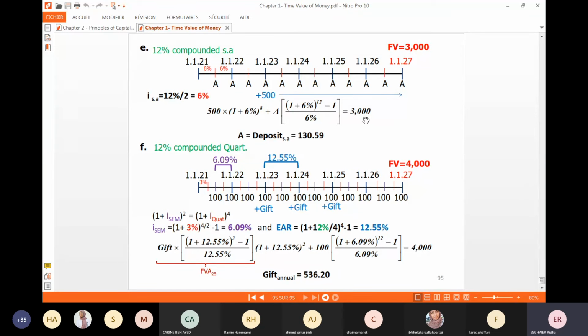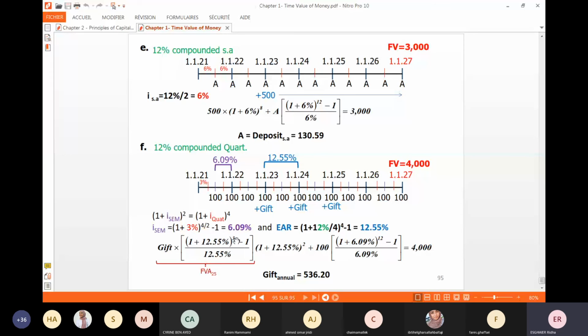So here, since the gift is deposited annually, we should use an annual interest rate compounded annually. But the interest rate given here is compounded quarterly. We have to modify the 12% and compute an equivalent annual rate. 12% compounded quarterly is equivalent to 12.55%: 1 plus 12% over m, power m, minus 1, which is 1 plus 12% over 4, power 4, minus 1. So the interest rate for the gift must be an effective annual rate compounded annually.